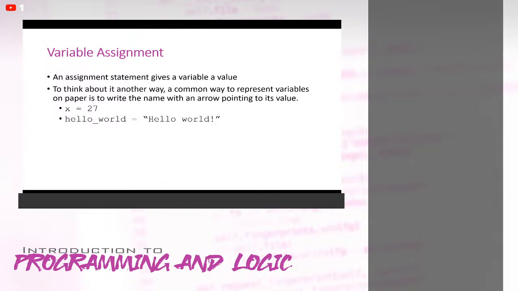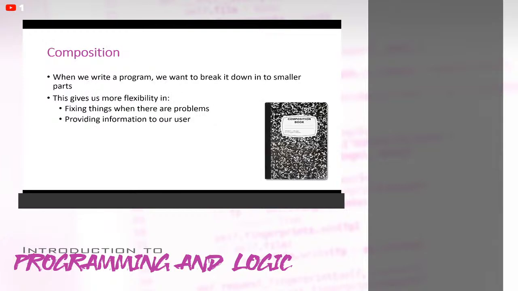Now, one of the things that variables can start to help us do in programming is something we call composition. When we write a program, we want to break it down into smaller parts. This starts to get important now, and it will get even more important later on when we get to things like functions. When we break our program down into smaller parts, this gives us more flexibility. We're able to fix things when there are problems, and we're able to provide our user with more information.